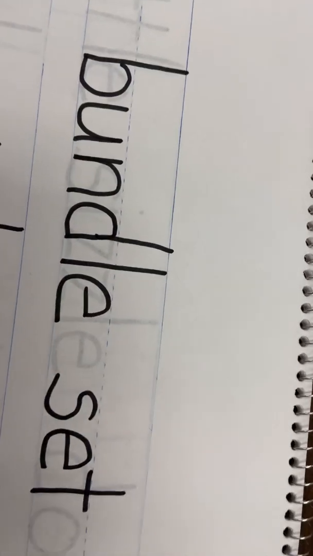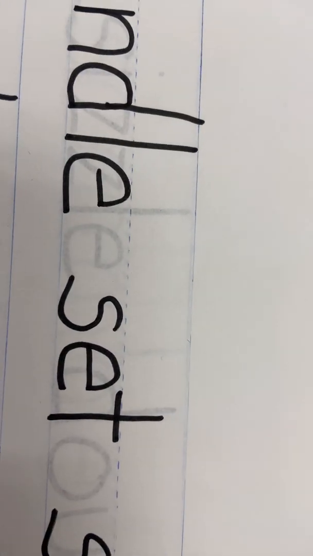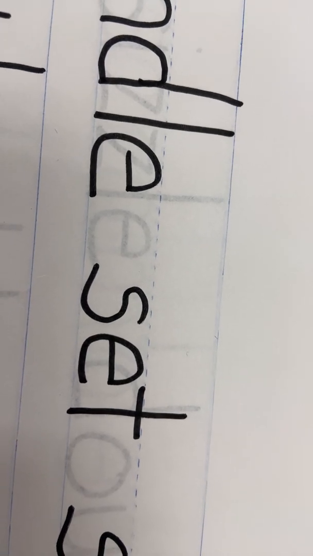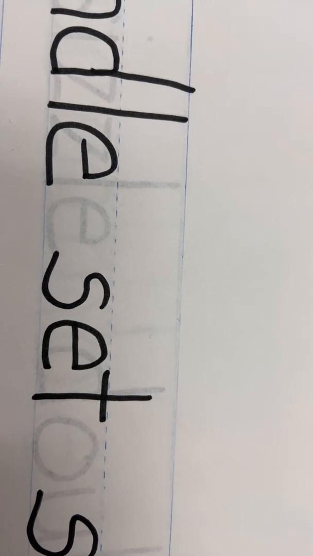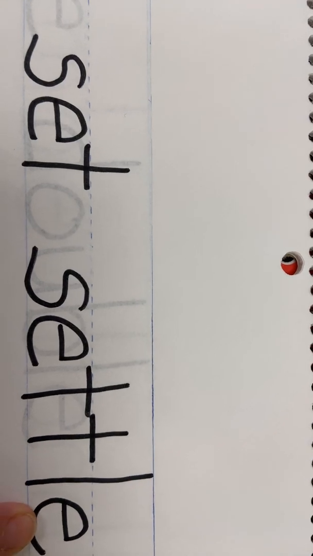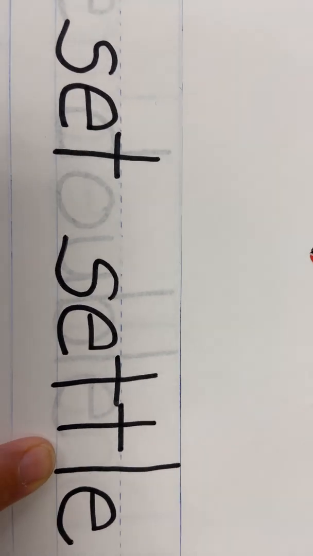Now next we have the word set. Now if I want to make it into settle, I can't just add the LE. I have to add another T so that I have a consonant LE, settle.